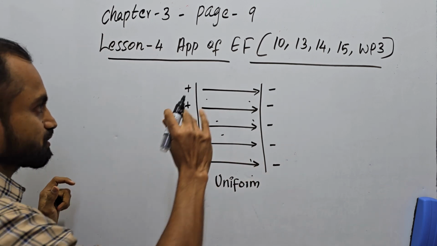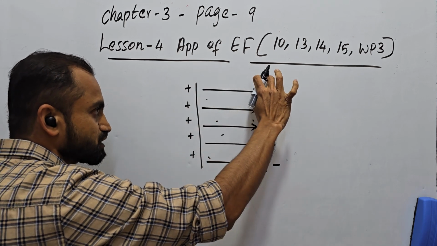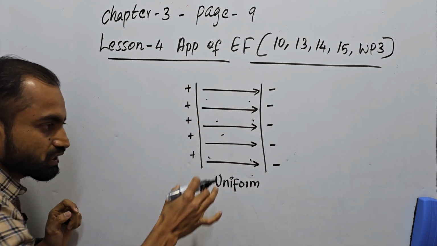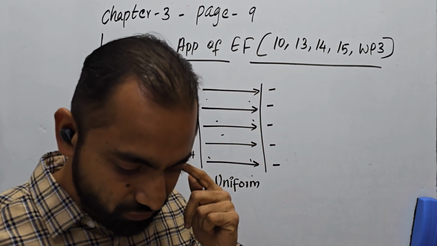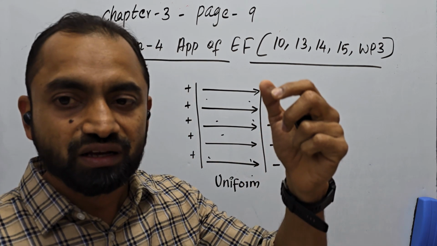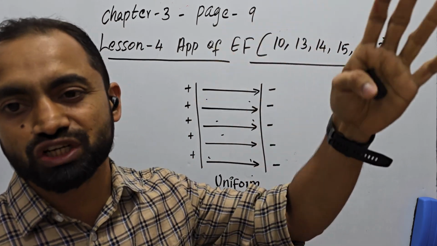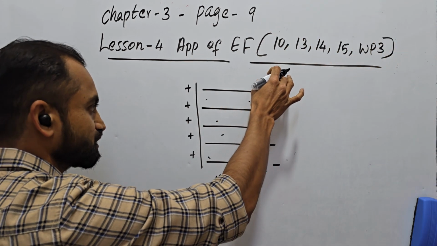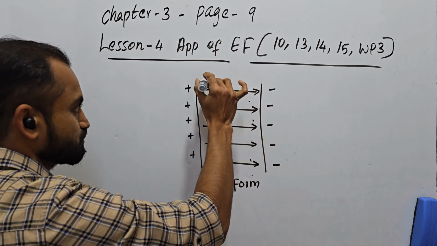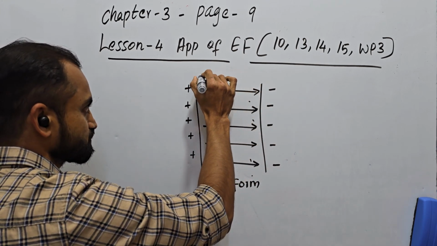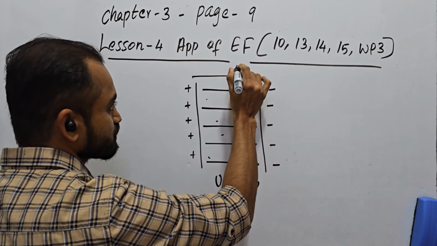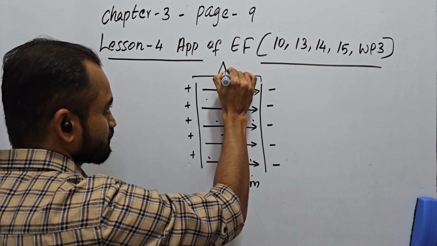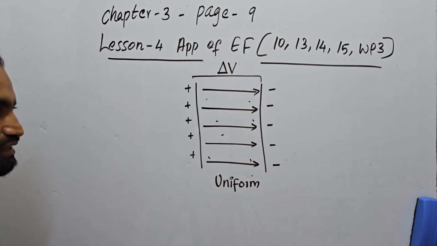Then next, this is positive, this is negative, right? Positive means high potential, or we will say voltage. And this is low potential, which means there is a potential difference between these two plates. How do we represent the potential difference? Very good. Delta V. Potential difference is delta V.